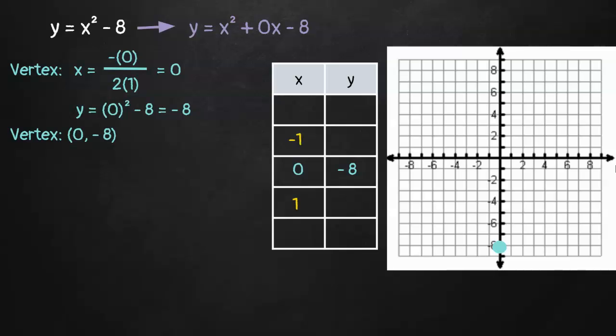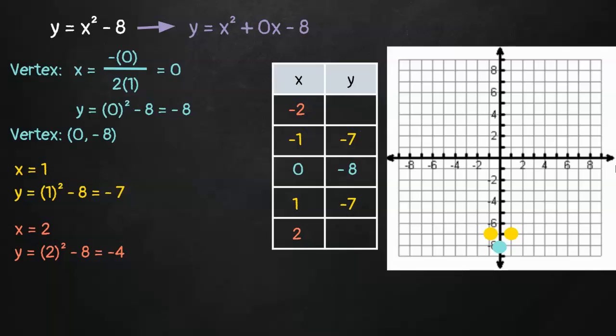Using symmetry, go 1 point to the left and the right. Pick either one of those values, plug back into your quadratic equation, and you'll get a y-coordinate of -7. Plot those points on your graph. And one more point to the left and to the right, you have -2 and +2. I'll use +2, plugging back into my quadratic. I'll get a y-coordinate of -4.